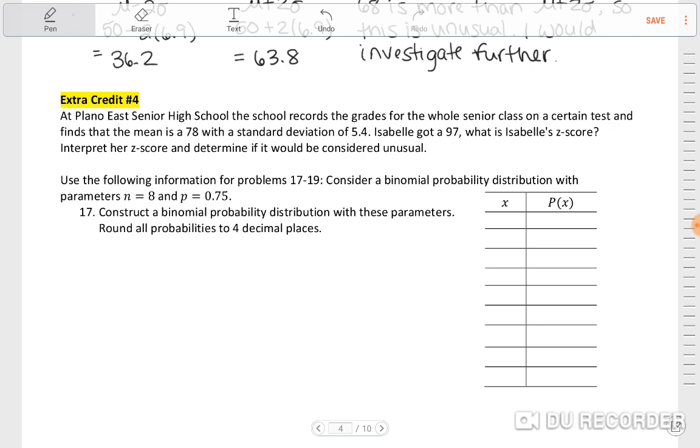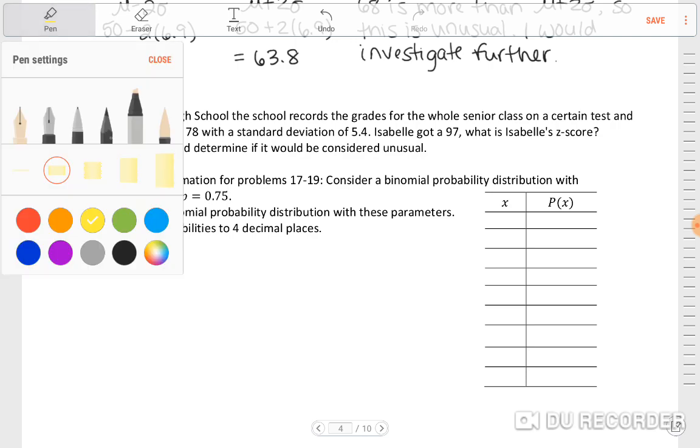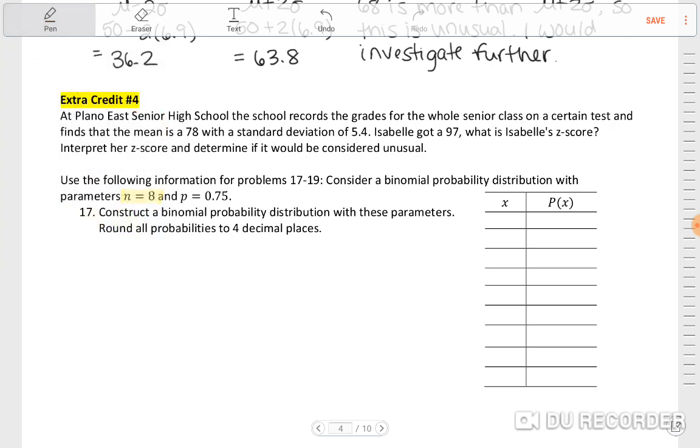Okay, because my n here is 8, that means I'm going to be going from 0 to 8 on here. So 0, 1, 2, 3, 4, 5, 6, 7, 8. You will have a question like this. You won't have to go as high as 8, but you will have to do some of these.